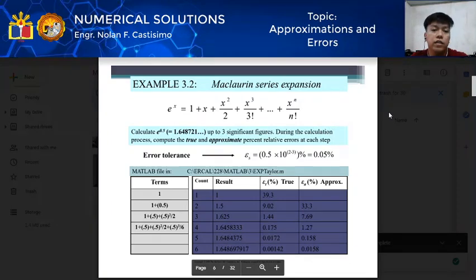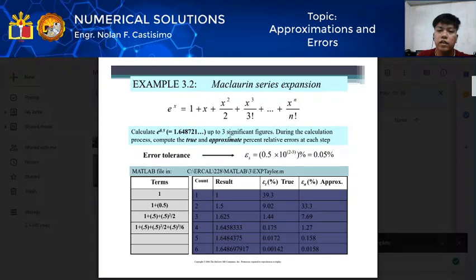Okay. So, calculate e raised to 0.5. So, yung e raised to 0.5 natin, meron yung true value na 1.648721, then up to 3 significant figures. So, ang i-consider lang natin is 3 significant figures. During the calculation process, compute the true and approximate percent relative errors at each step. So, first, we have to compute the error tolerance.